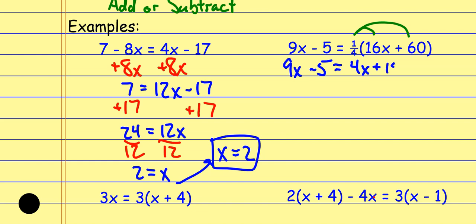60 divided by 4 is 15. And now I have to get the variables together. So I have to get rid of either the 9x or the 4x. Get rid of the smaller one. Let's get rid of that 4x.